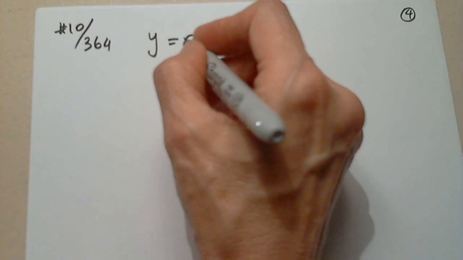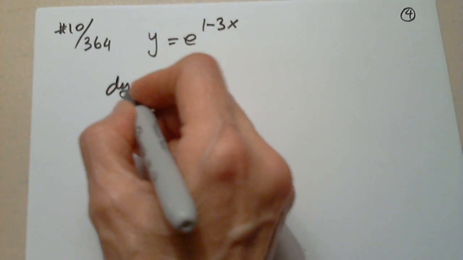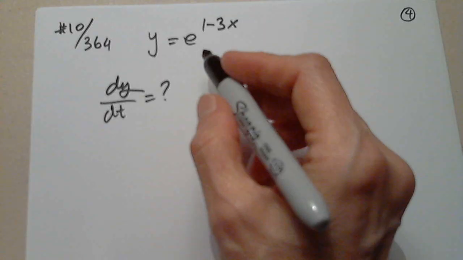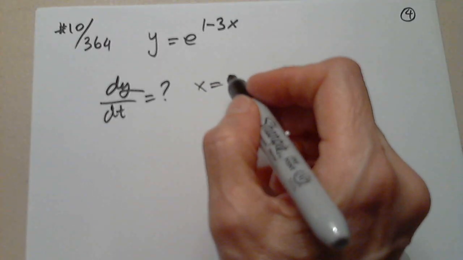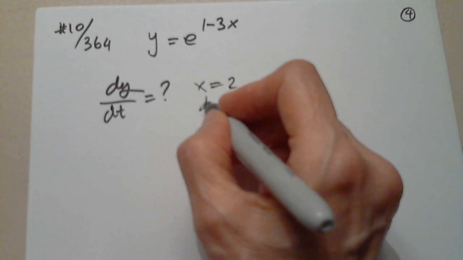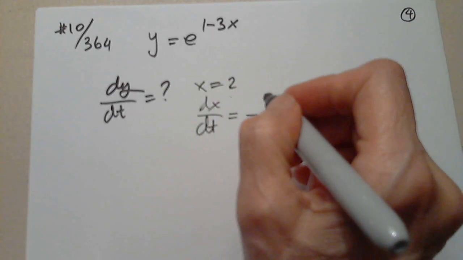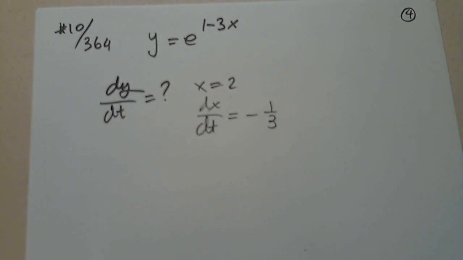10 on 364. Very good. And we are given y equals e to the 1 minus 3x. And they want us to find dy over dt, given that x is 2, and dx over dt equals negative 1/3.